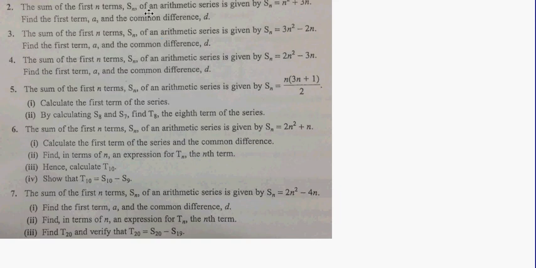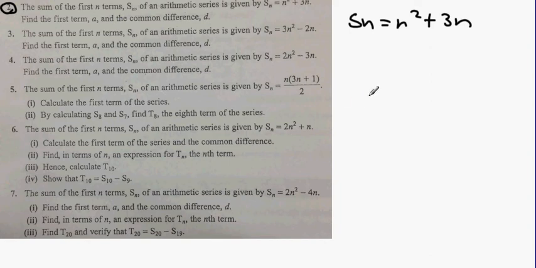Okay, so this is exercise 4.8, question 2. The sum of the first n terms of an arithmetic series is given by the following formula: Sn equals n squared plus 3n. Find the first term and the common difference d.